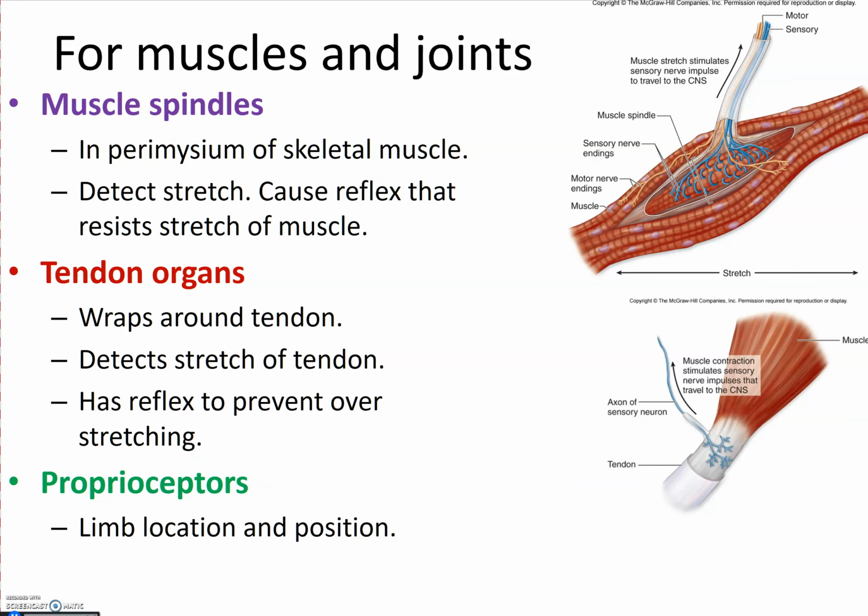Now you have some other cool ones. Proprioceptors tell you about limb positioning. Tendon organs are actually what your doctor is testing when he's testing your reflex. There are these receptors in the tendons that detect stretching and tell you, oh no, we're stretching too far. Muscle spindles are in the perimysium and prevent overstretching of muscles.